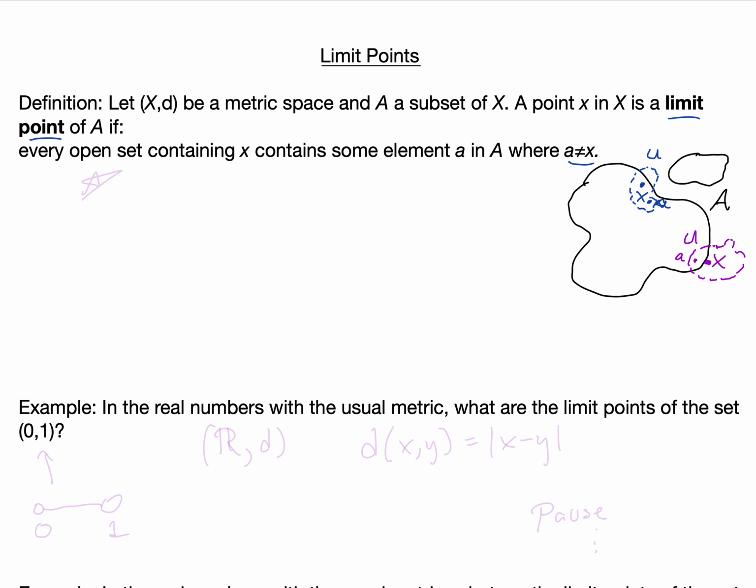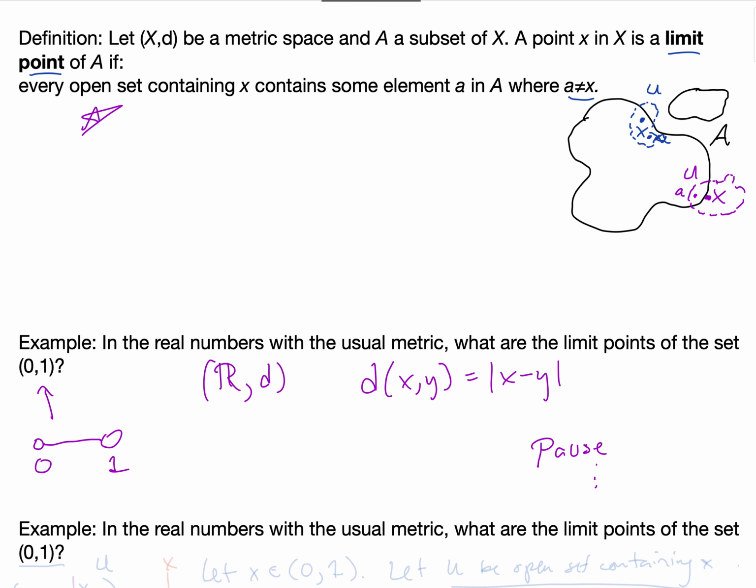So let's look at an example. Say that we're in the real numbers with the usual metric on R. In other words, the distance between two points x and y is equal to the absolute value of x minus y. What are the limit points of this set (0, 1)? This is the open interval from 0 to 1. So I'd like you to pause and think about this with this definition.